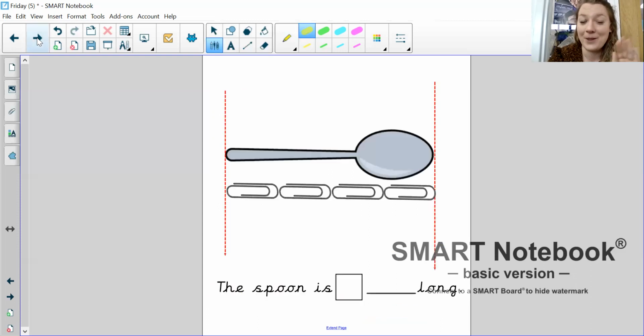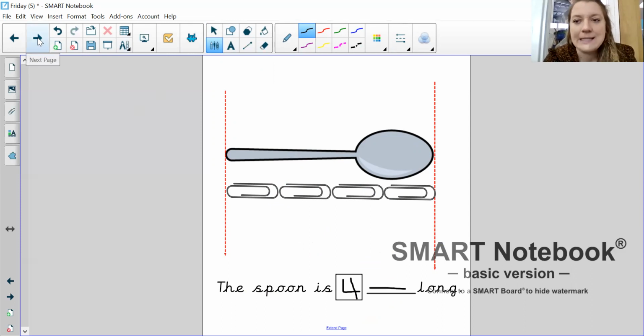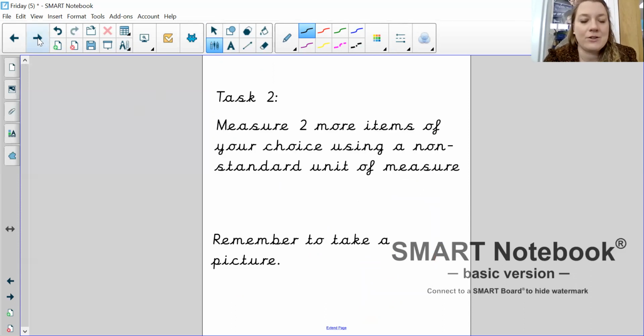Welcome back again. Okay, so I have used paper clips to measure my spoon. They're all the same size and there are no gaps. And I have used 1, 2, 3, 4 paper clips. So I will write the number 4 here. And then I will write the word paper clips on this line, but I'm not going to attempt that on my computer because it will be really messy. Can't do my best handwriting on the computer.